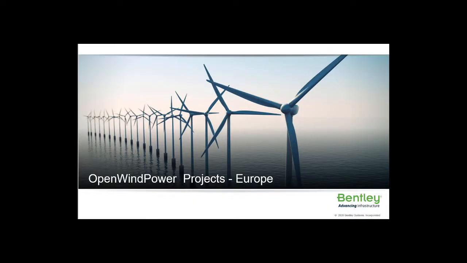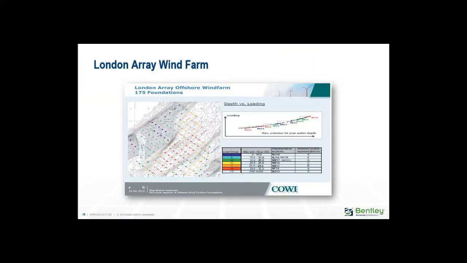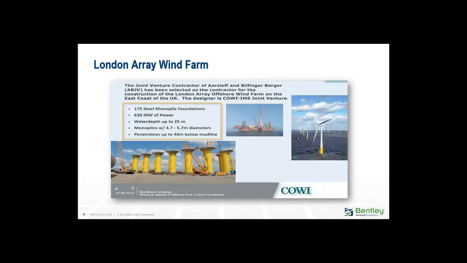Next, I'd like to discuss some OpenWind projects in Europe. And these include the London Array Wind Farm. This is comprised of 175 foundations. It's one of the largest wind farms in the world. And here we have 175 monopile foundations, water depth of up to 25 meters. Diameters of the monopile vary from 4.7 to 5.7 meters. And we have 40 meters penetration below the mudline.